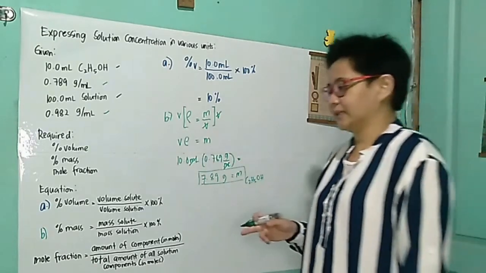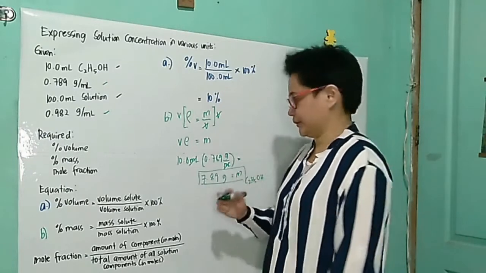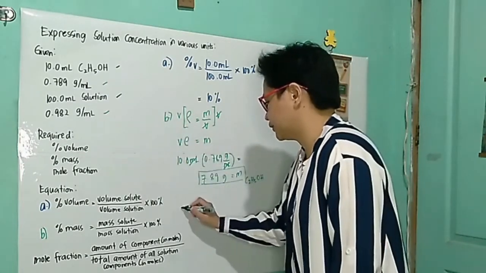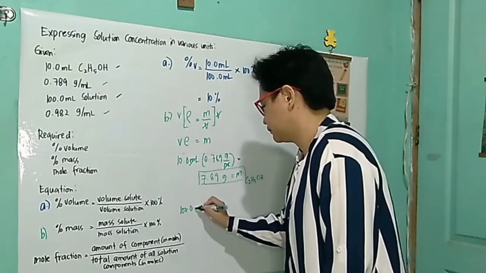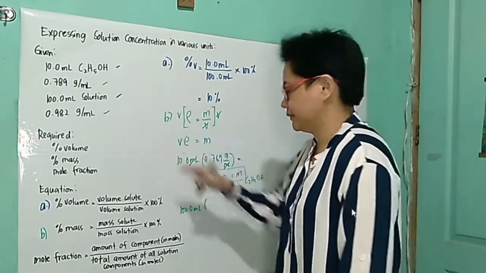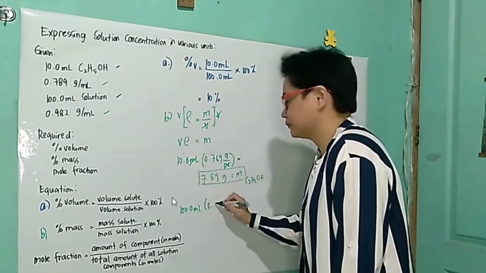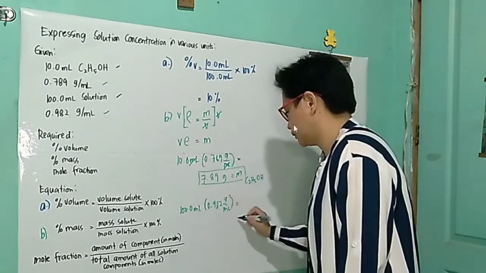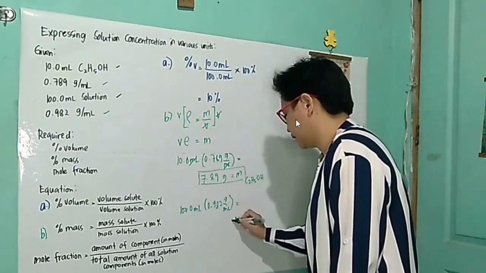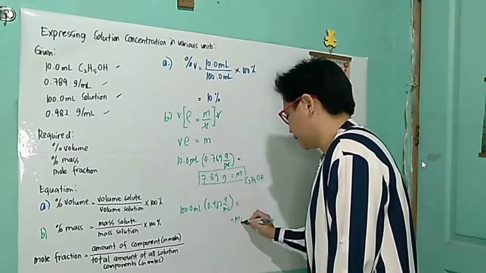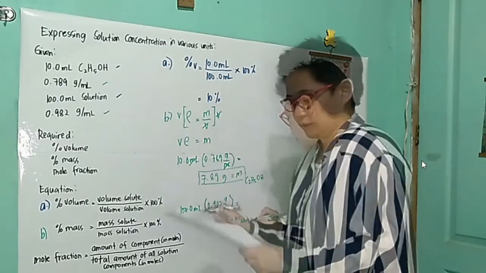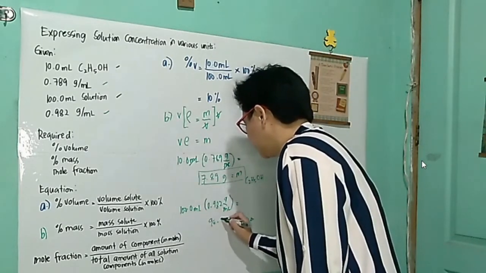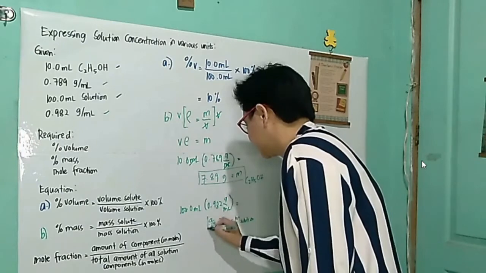Now we get the mass of the solution. So you have 100 ml of solution times the density. The mass of the solution is equal to 98.2 grams.